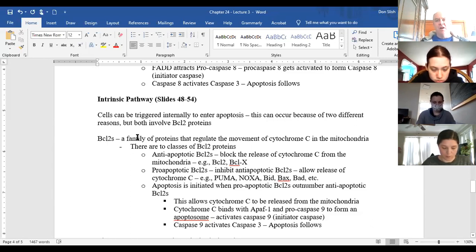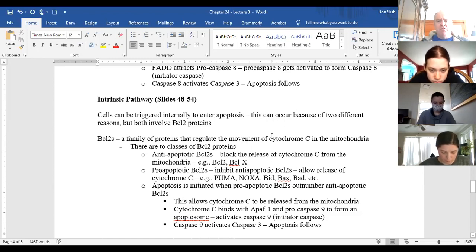And you've got two different types of BCL2 proteins. One are pro-apoptotic and the other are anti-apoptotic. So in all of your cells right now, you've got a lot of anti-apoptotic BCL2s, or else your cells would all go into apoptosis.